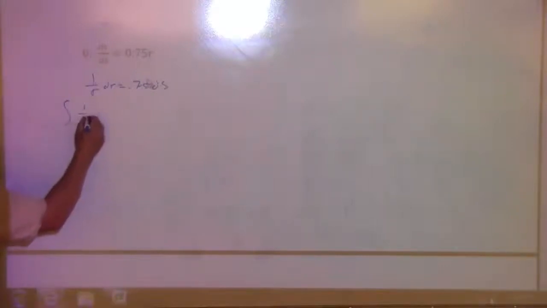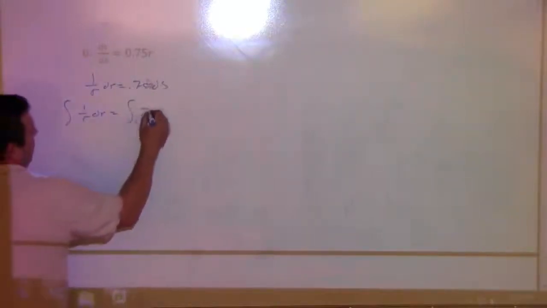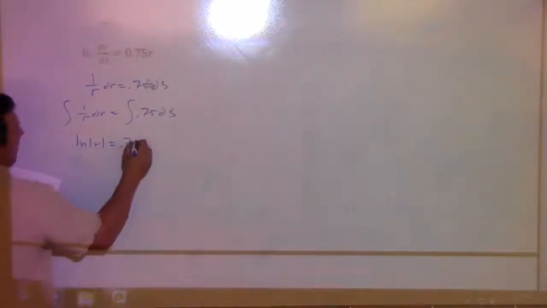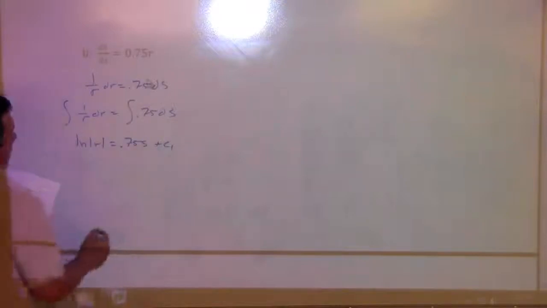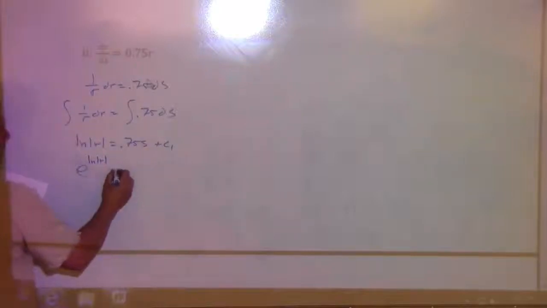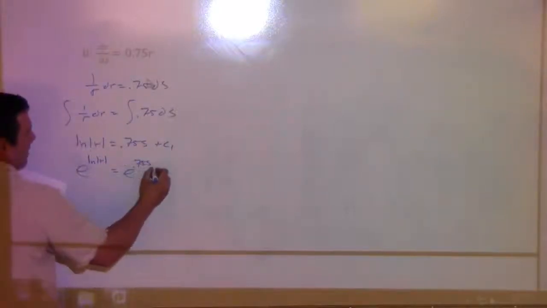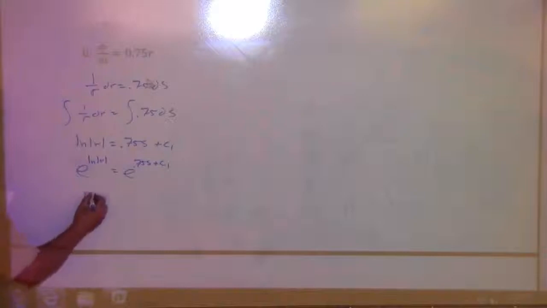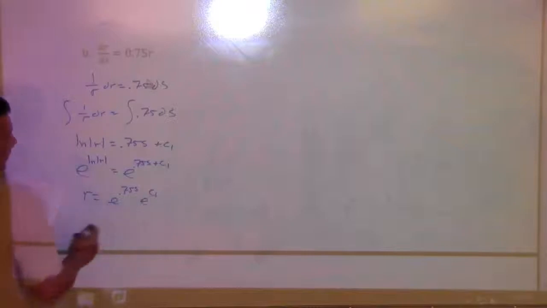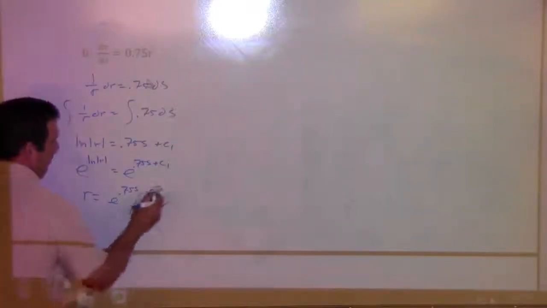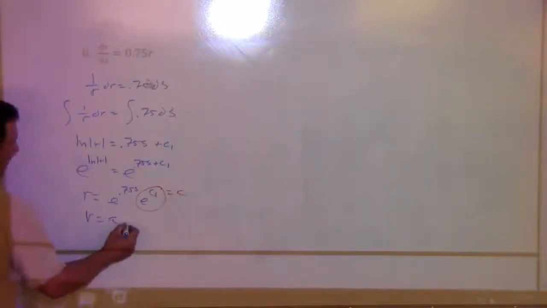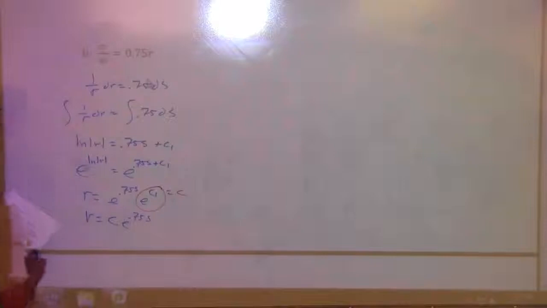So the integral of 1 over r dr equals the integral of 0.75 ds. This is natural log of the absolute value of r equals 0.75 s plus c1. So the absolute value of r is e to the 0.75 s plus c1. So r equals e to the 0.75 s times e to the c1, and we'll call e to the c1 just c. So r equals c e to the 0.75 s.